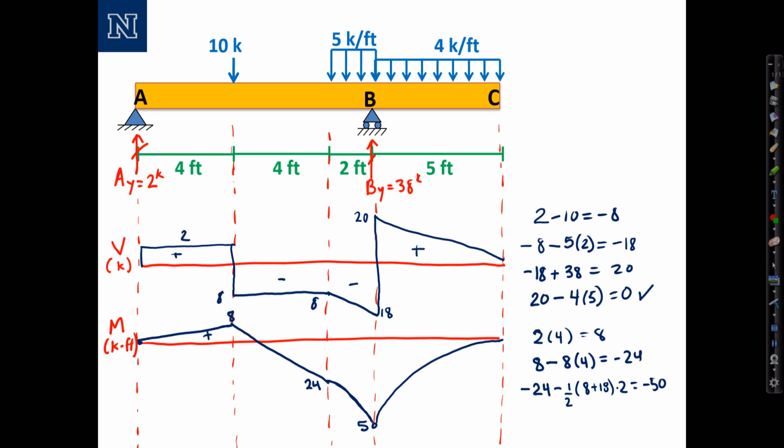I do need to check that it comes back to 0 as expected. So we have -50, which is the value at point B, plus the area under the shear diagram, the area of that triangle, 1/2 times 20 times 4, and that indeed equals 0. So that's a good check. And let me just note that all those portions of the diagram are negative, and this example is complete.